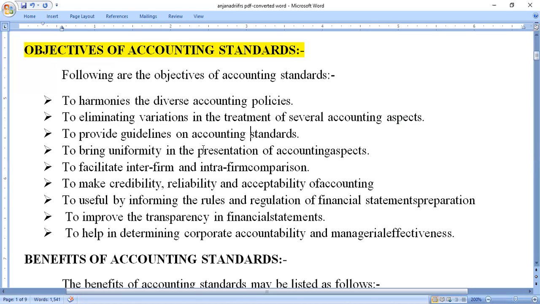Each and every books of accounts they are preparing in a systematic manner or systematic format. And the next objective is to bring uniformity in the presentation of accounting aspects. See, this is also another important objective of the accounting standard. They are giving the nature of uniformity in the presentation of accounting aspects.